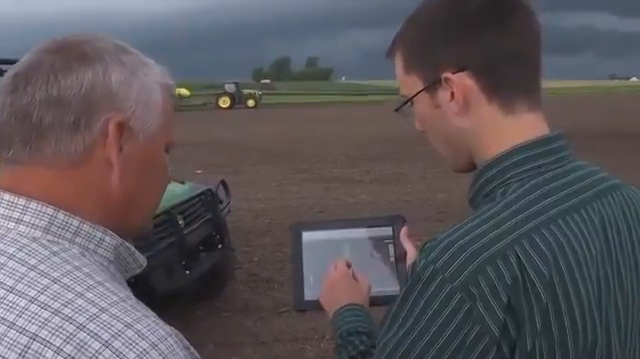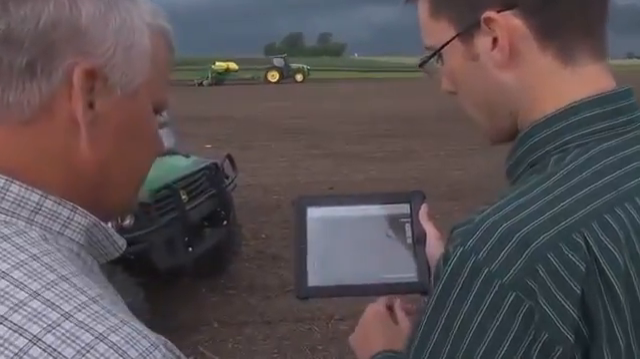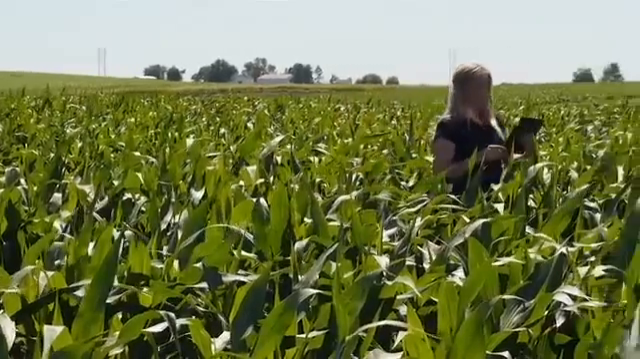You get one row that's not performing out of 12, that's 10%. 10% is what our profit is. You lose one row that's not working right, you could lose your profit for that year.